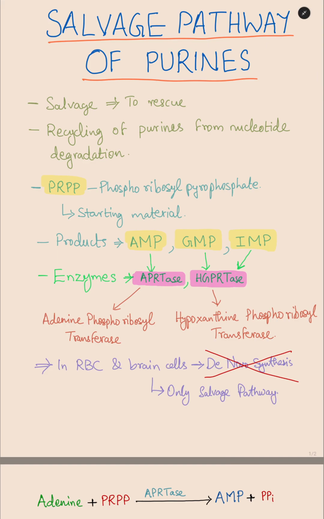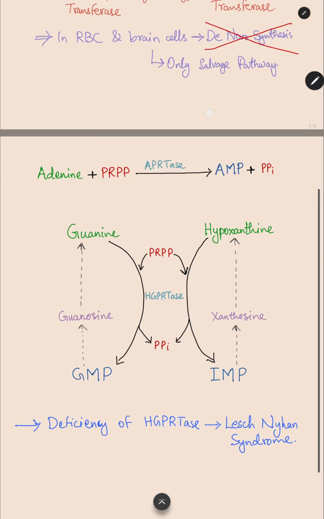Okay. Now a key point about this salvage pathway is that in RBCs and brain cells, the salvage pathway is the only pathway for the production of purines, because de novo synthesis does not take place in RBCs and brain cells. So only the salvage pathway takes place, and it is the only source for purines there.